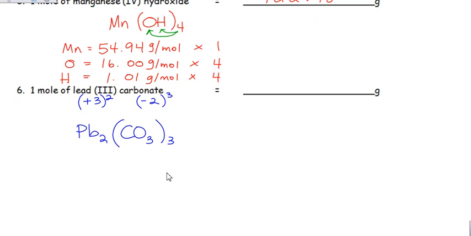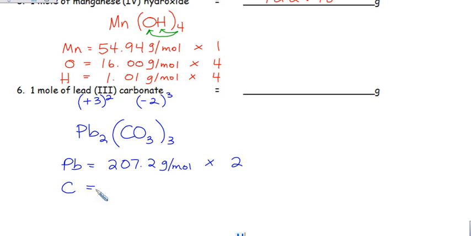Now we start adding them up. All right, so there's going to be 2 lead. So in my calculator, this is what I'm going to plug in. Lead is 207.2 grams per mole. And that's actually all that my periodic table lists. Usually I go for 2 decimal spots, but this one only gives me 1. I'm going to multiply that by 2.